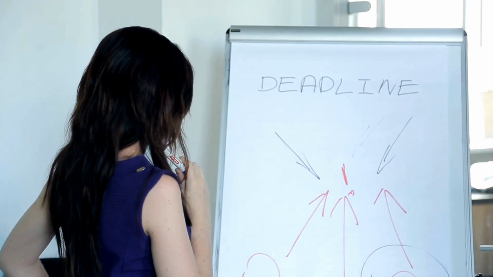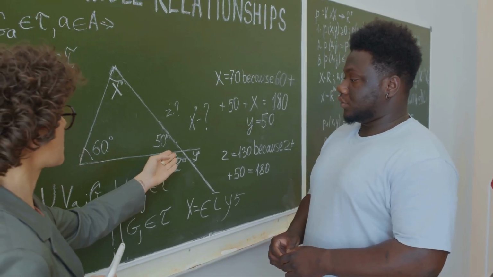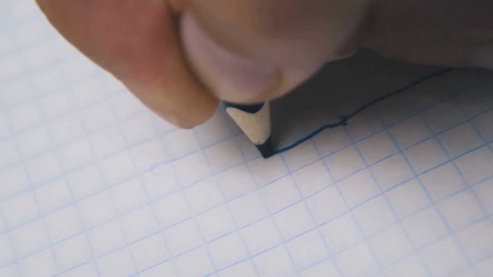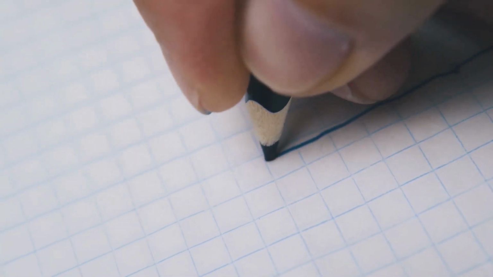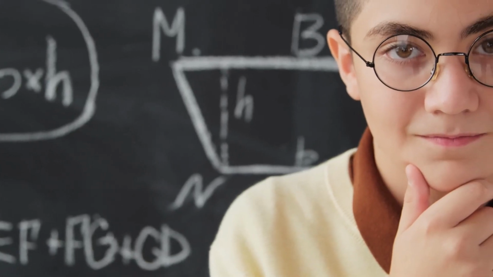Section 6, limits and continuity, a seamless connection. Limits and continuity are closely related concepts in calculus. In simple terms, a function is continuous at a point if we can draw its graph through that point without lifting our pen. Now, how do limits fit into this?